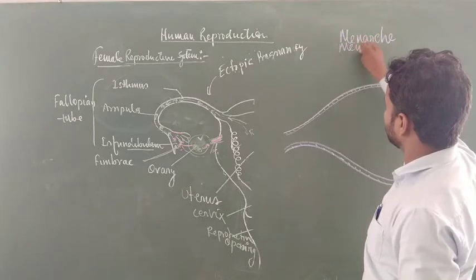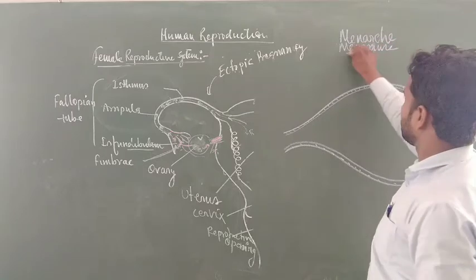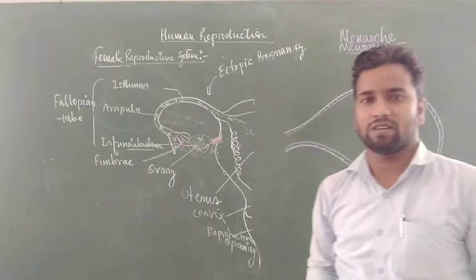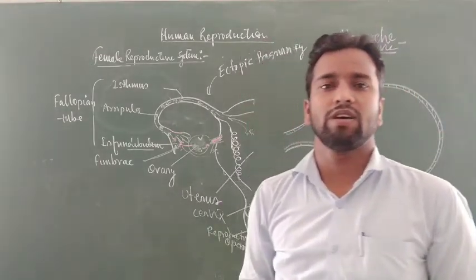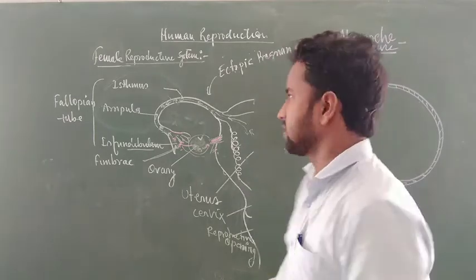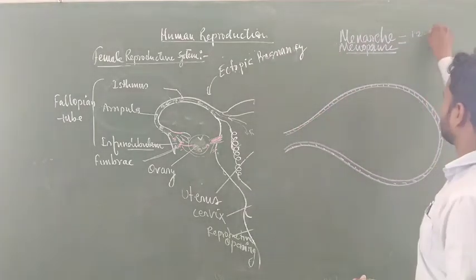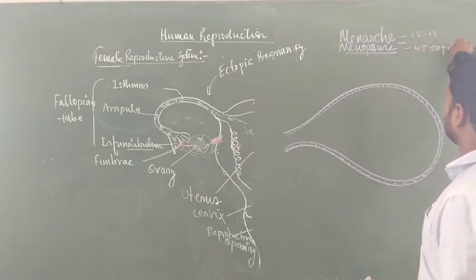What is the menarche condition? Menarche is the condition where the female starts ovulation, and menopause is when the female ceases ovulation. Menarche occurs at the age of 12 to 13 years, and menopause occurs at 45 to 50 years of age.